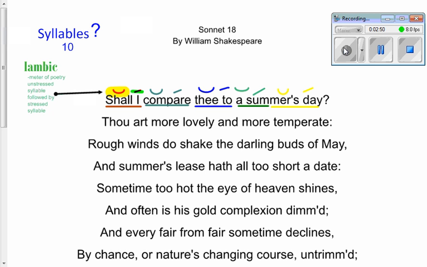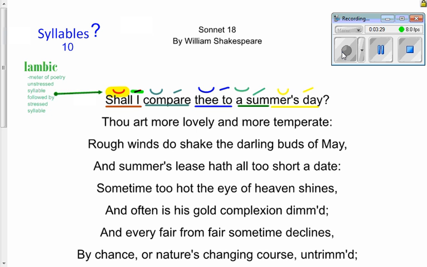So one of the other terms that you are going to have to familiarize yourself with is this term iambic, which is a meter of poetry where an unstressed syllable is followed by a stressed syllable, and it gives you a cadence or a rhythm to the poem, which is da-da, da-da, da-da, da-da, da-da. It's kind of like Dr. Seuss' Green Eggs and Ham. I do not like them, Sam, I am. That is written in iambic. So iambic is the meter in which this sonnet is written.